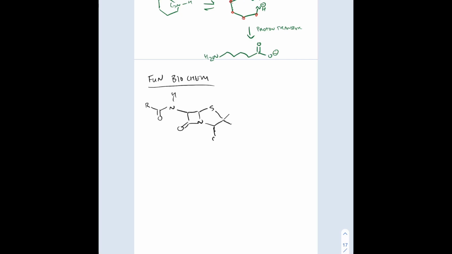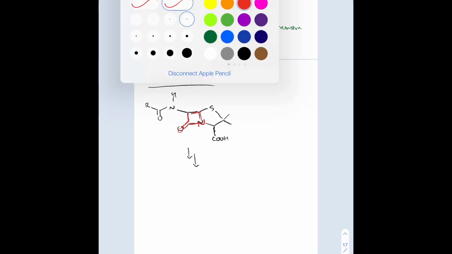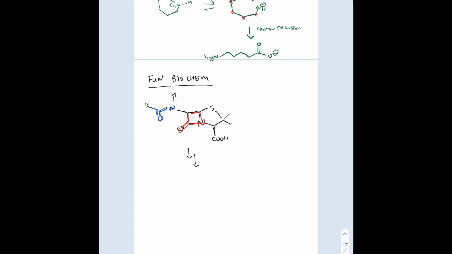So, as I mentioned before, a beta lactam is actually more strained because it's a 4-membered ring. So, if I were to ask you, out of this particular antibiotic, we have 2 amide functional groups. Which one would be more reactive? You should tell me the beta lactam because of that ring strain.